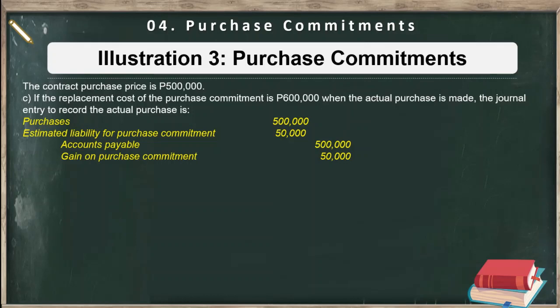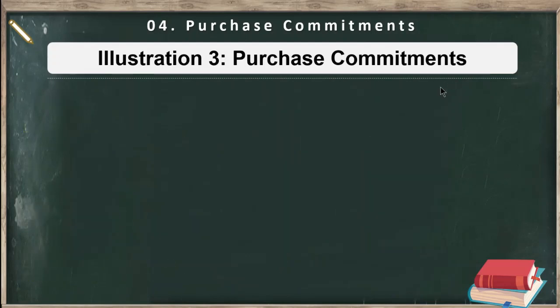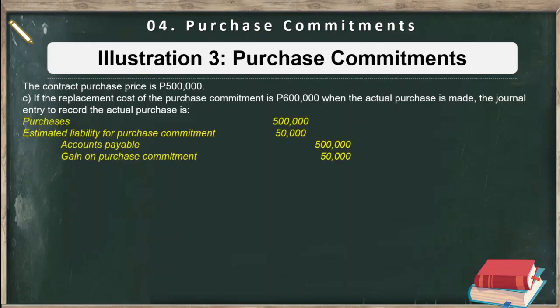So this came from earlier, di ba? 450 man tong gi-recognize na estimated liability for purchase commitment, if you can recall sa original nga data, di ba? 450, and then pag actual na pagpalit, nahimong 600,000 ang replacement cost. So i-close nimo tong estimated liability for purchase commitment. Then credit accounts payable, which is 500,000. Then you have your purchases is still 500,000 also. And we have gain on purchase commitment.